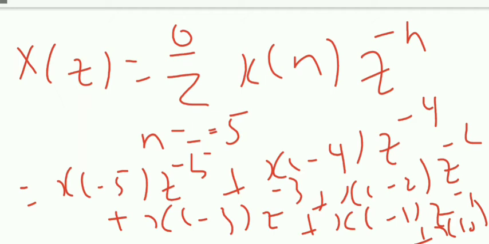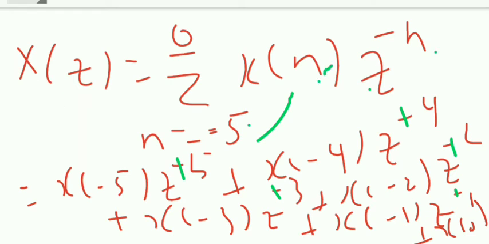What I did? First I take n is equal to minus 5. So x of minus 5 z power, sorry, it is plus 5, plus 4, plus 3, plus 2 and plus 1. Right? N is equal to minus 5. Then I substitute n is equal to minus 4, x of minus 4, z power 4.